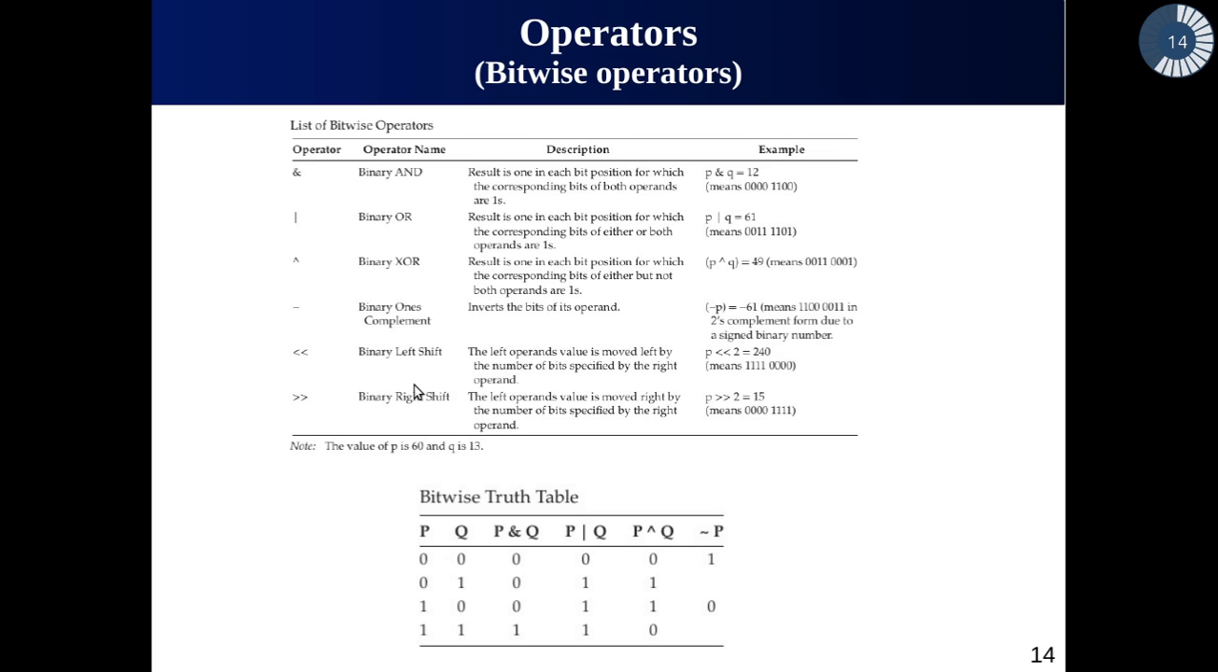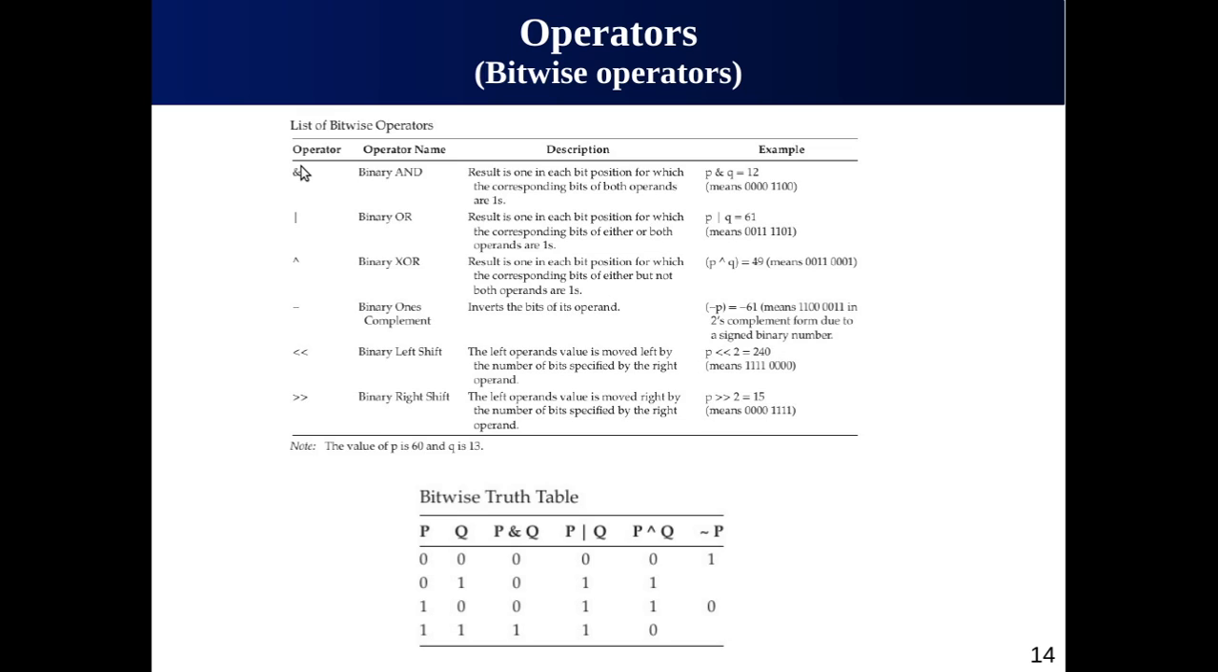Actually, we have different bitwise operators available. Some of them are here. We have binary AND, binary OR, exclusive OR, binary ones complement, left shift and right shift. Let us see them one by one.